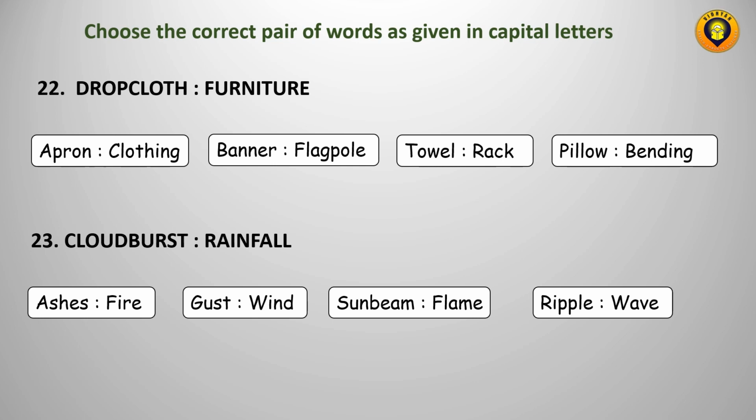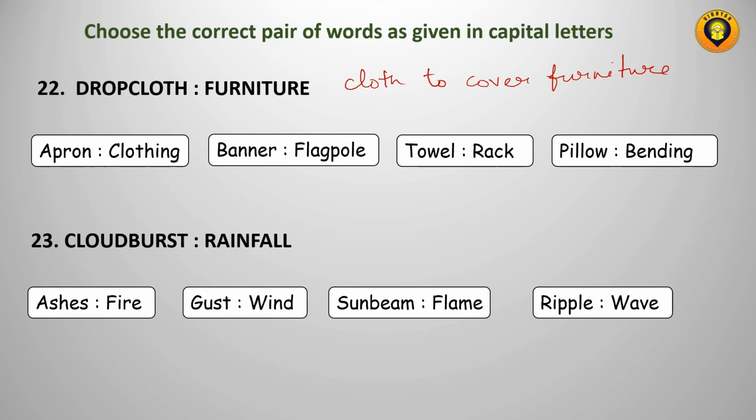Next is drop cloth and furniture. What is the meaning of drop cloth? A drop cloth is actually a cloth to cover furniture. When a person has not started living in a home, you will see, even in movies, that all the furniture, all the fans and all the photos are covered with a white cloth, so that it doesn't come in contact with dust, right?